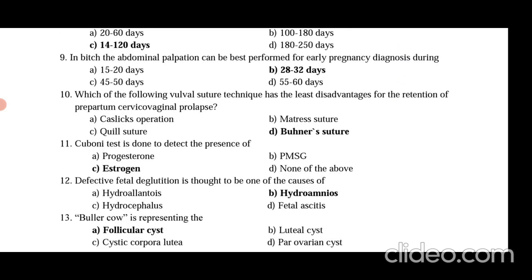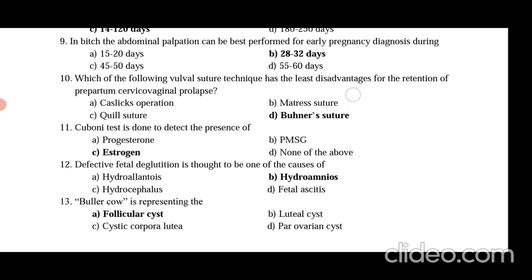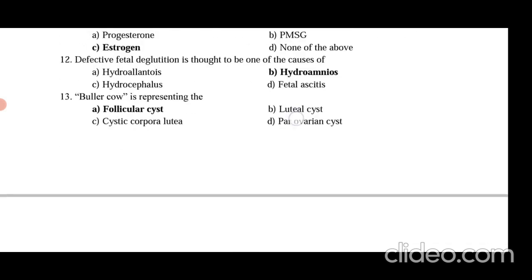Which of the following vulval sutures has the least disadvantage for the retention of prepartum cervicovaginal prolapse? Bühner's suture. Bühner's vulvar suture technique has the least disadvantage for retention of prepartum cervicovaginal prolapse. Kobayashi test is done to detect the presence of estrogen.